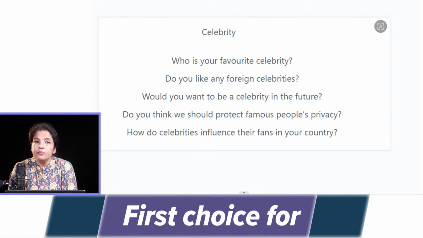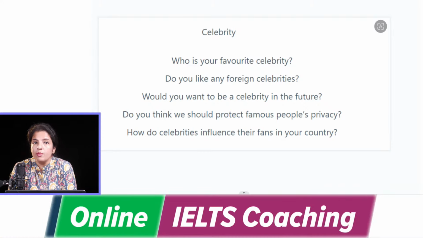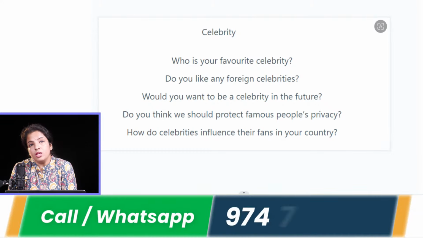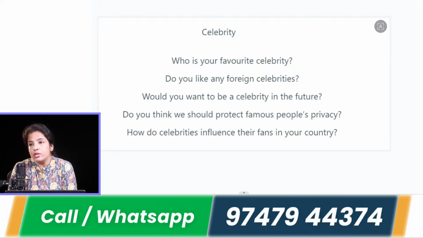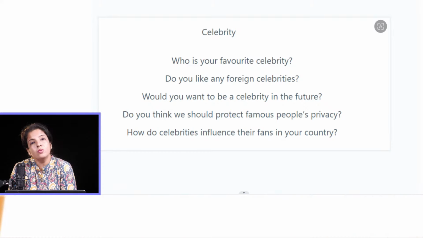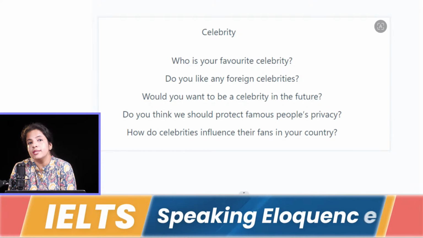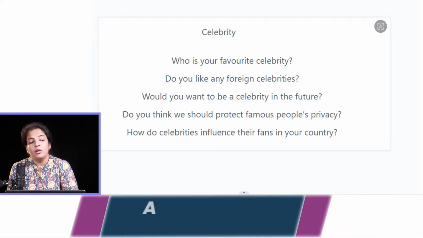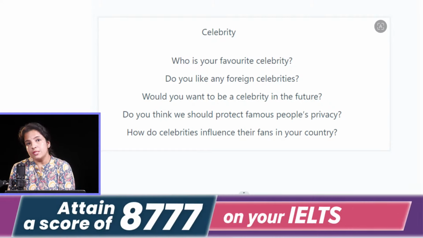Grammar is important, and your vocabulary. But that does not mean that if you don't know the meaning of a particular word, you can just throw it anywhere. The words have to be used in the right context. If you are not sure of a word, don't try to bring it up in your conversation. You can just use a simple word instead. So these are the things which you can do to improve your speaking.